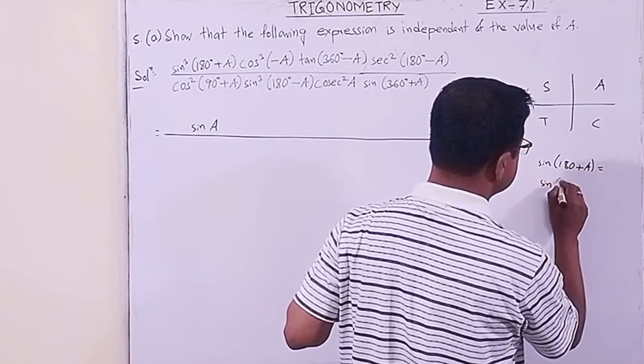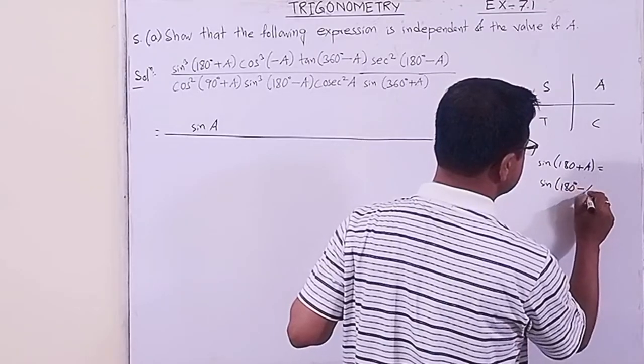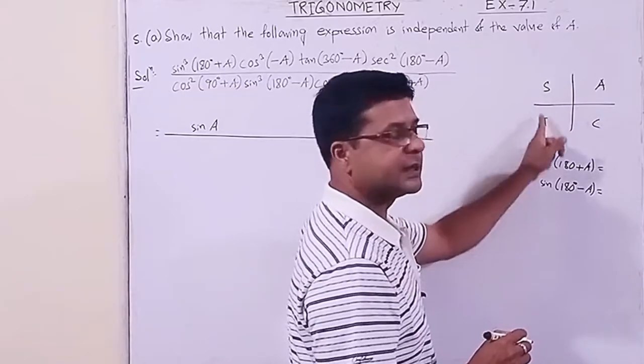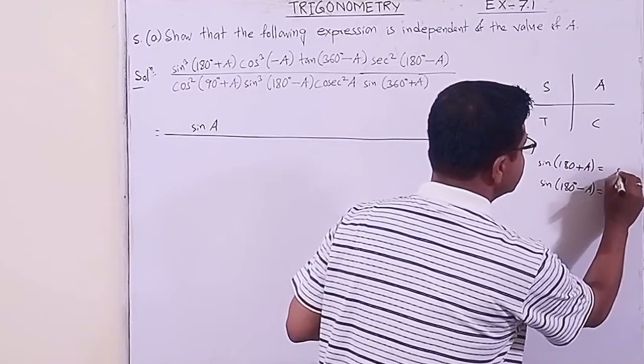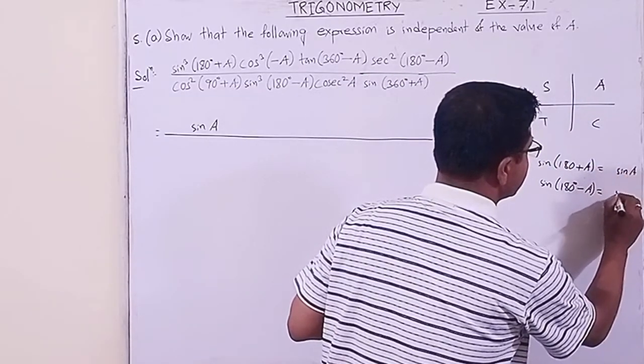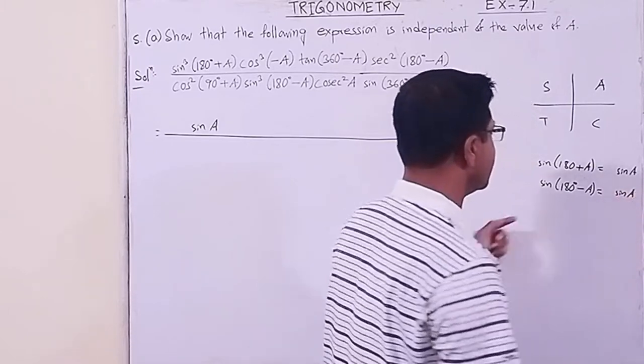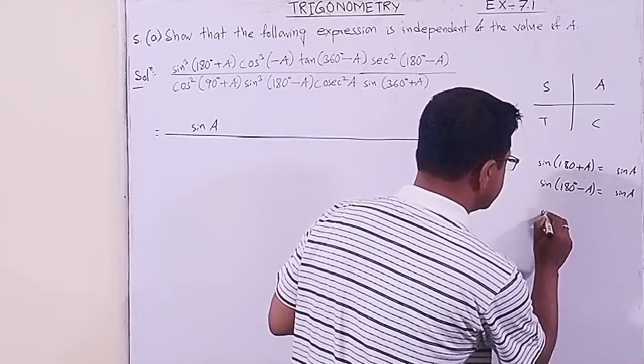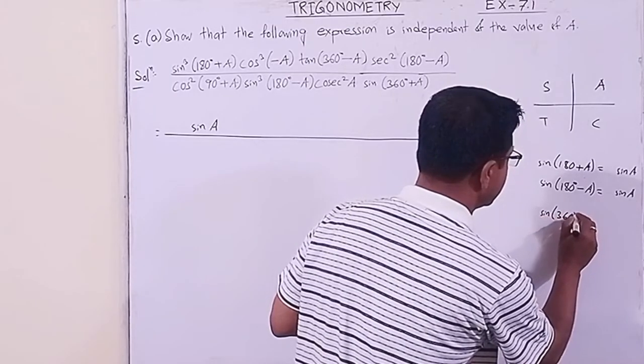What is the difference between these two? Let us see, then you will understand everything. Sine of 180 plus a, 180 plus a. In both the cases it is sine a, because it is an even multiple of 90 degrees. I'll show one more case so that there will never be a doubt.